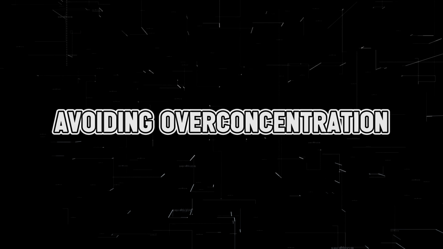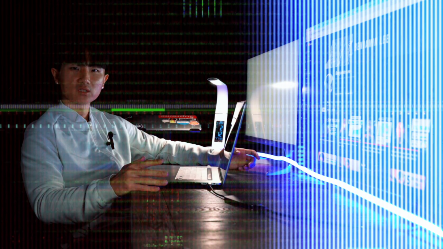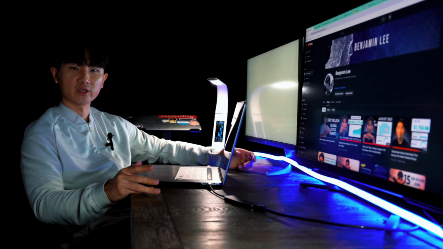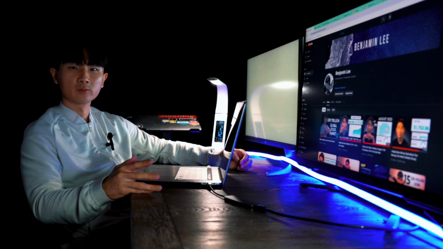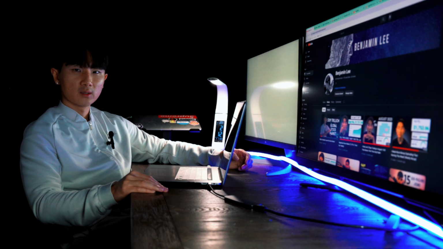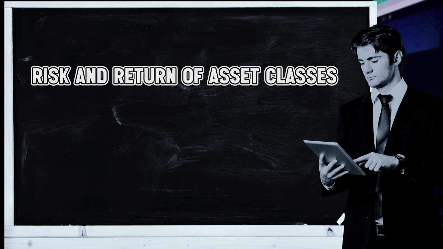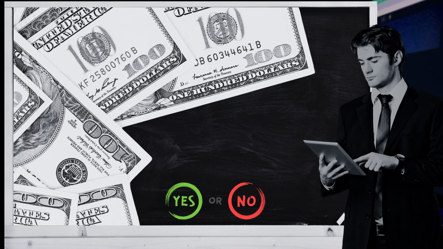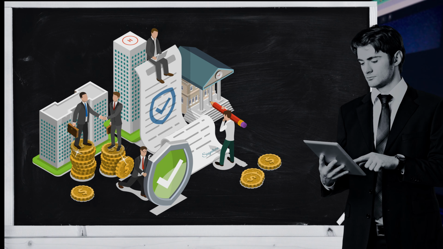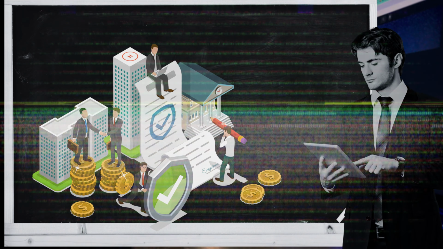7. Avoiding overconcentration. Overconcentration is the opposite of diversification, and it can increase vulnerability to adverse events that impact specific industries or sectors. Understanding the risk and return of asset classes is fundamental in making informed decisions, constructing a diversified portfolio, and achieving long-term financial objectives while managing risk appropriately.